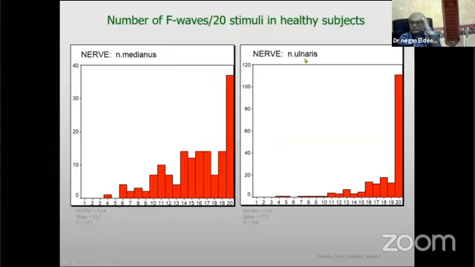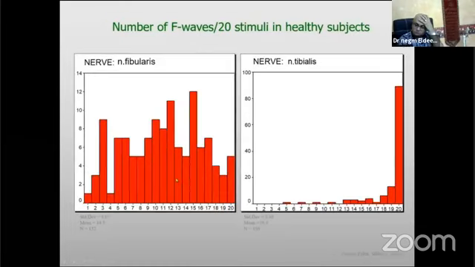The ulnar nerve is much more prone to give responses, so that is usually above 15. The fibular nerve does not have so many F responses, even 1 or 2 is normal. And the tibial nerve gives usually more than 18 traces with F responses out of 20.